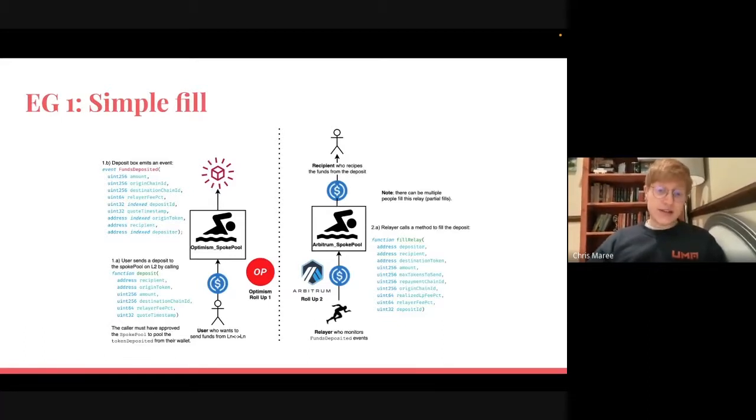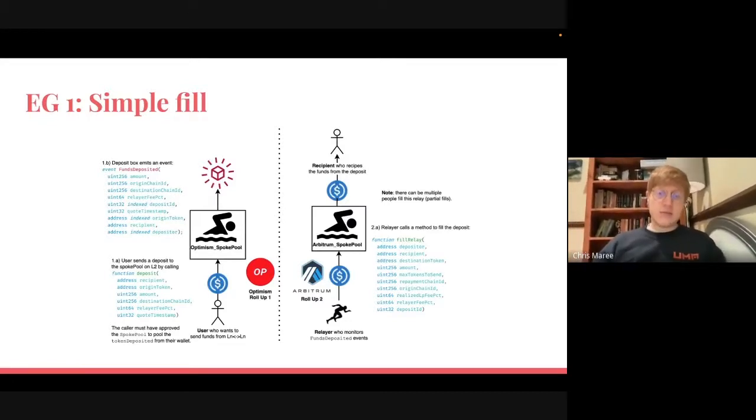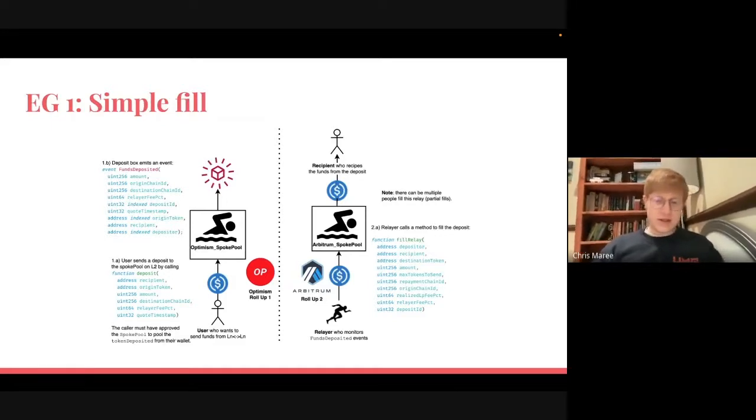Another feature that I guess we can touch on now that isn't included in the slides, Across V2 does support speedups. So a depositor can choose, if their relay is not being picked up, to increase their realized relayer fee percent. They can basically resubmit a signed message signaling that they want their transaction to be sent again at a higher fee, which is kind of cool. And this works basically the same way that any Ethereum transaction speedup would work.